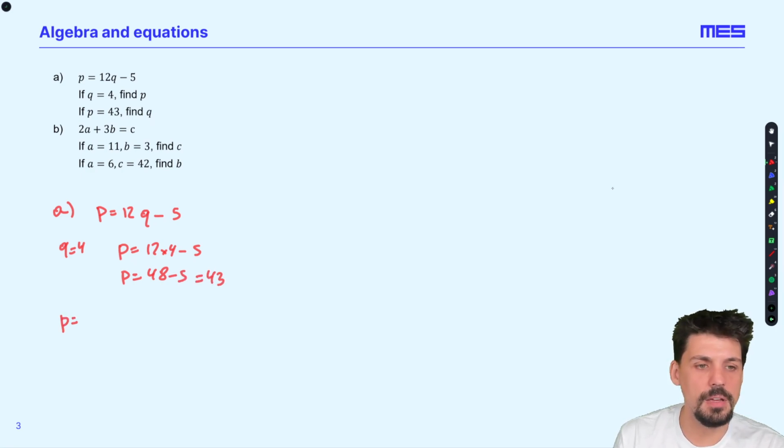What if instead, I told you that p was 43? Well, we could go the other way around. So we plug in p is 43, is 12q take away 5.